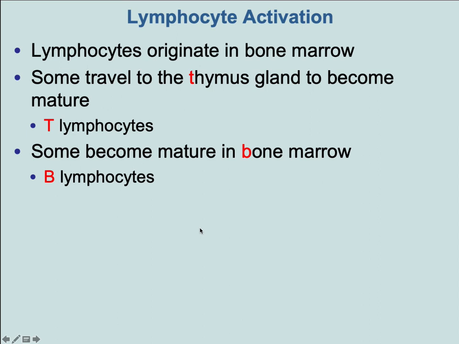Lymphocyte activation is a topic you're going to discover more about in physiology. The lymphocytes, like all blood cells, originate from the bone marrow. But then the T cells mature in the thymus. The ones that travel to the thymus to mature become T cells. And then there is a population that stays in the bone marrow. Those become the B lymphocytes. So whereas the B lymphocytes mature in bone marrow, T lymphocytes mature in thymus.